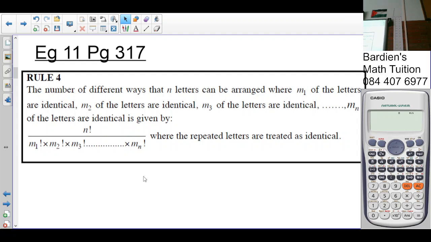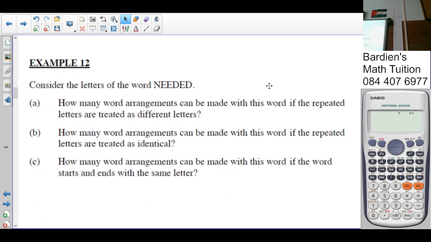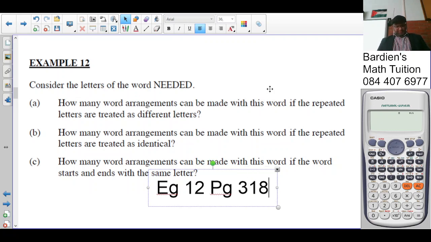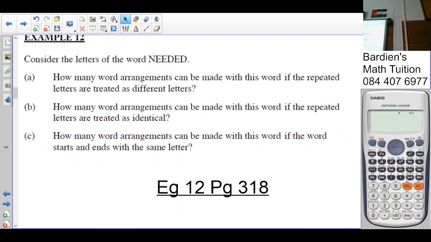Okay. Right, so let's look at the application of this rule. This is example 12, and it's on page 318. Example 12 on page 318.